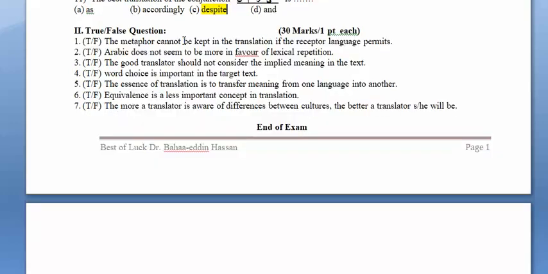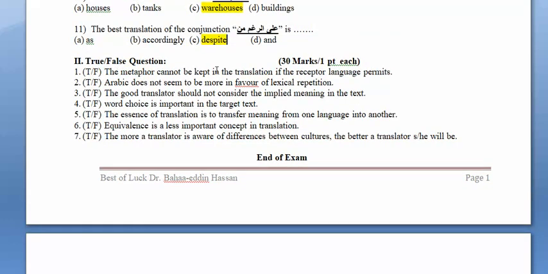Okay. For example, let's take number 1. The metaphor cannot be kept in translation if the receptor language permits. You read it, you understand, and you decide true or false. Yes, it is false.